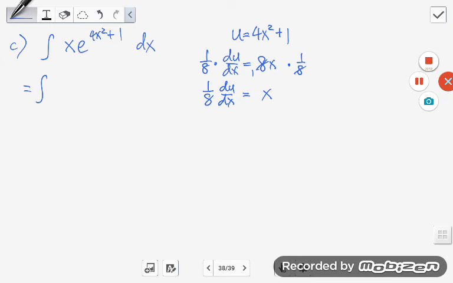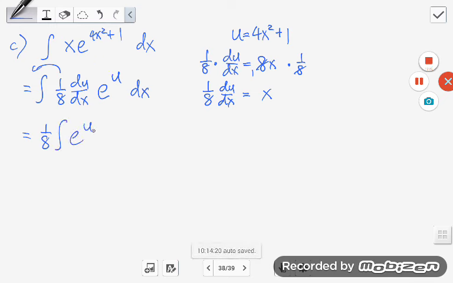I'm going to reshuffle this a little bit. It will be my 1/8 du dx. This is my x now, right? E to the power of my 4x squared plus 1, which is my u, dx. And let me rearrange this. The constant I can put to the front. I get 1/8. I can move them around, right? So I have 1/8 integral e to the u, and then I have du dx.